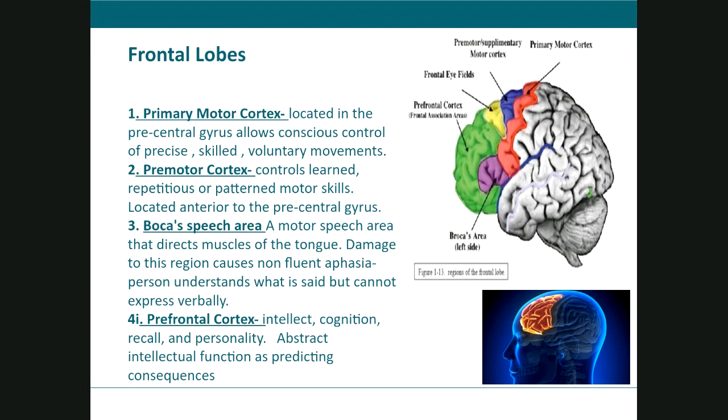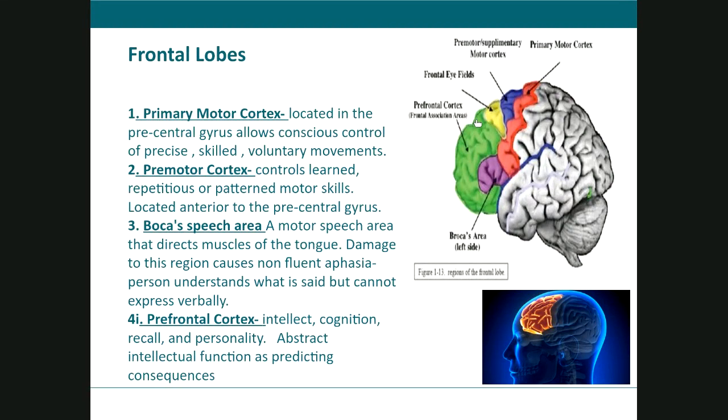So let's break down each of these lobes and discuss the important characteristics of each. So here's the central sulcus. Make sure you know that. This little gyri is the primary motor cortex. The primary motor cortex is located in the precentral gyrus, and it controls the conscious control of precise, skilled, and voluntary movements.